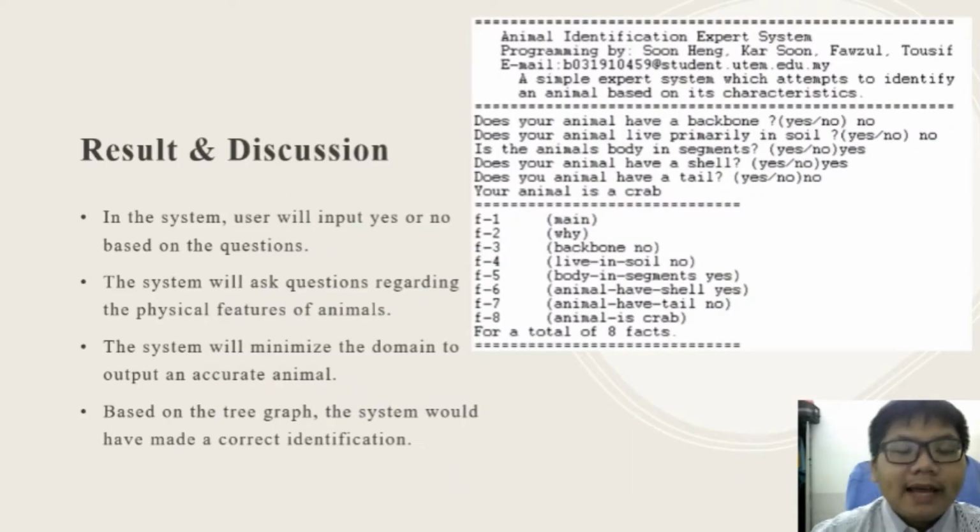This is the result and discussion for our project. Like I said, in the system, the user will input yes or no based on the questions. The system will ask questions regarding the physical features of animals and minimize the domain to output an accurate animal. So based on the tree graph and the answers and input of the user, it will make a correct identification.